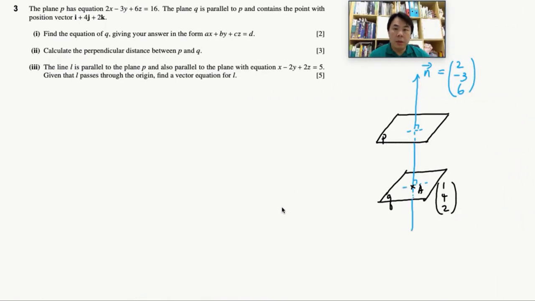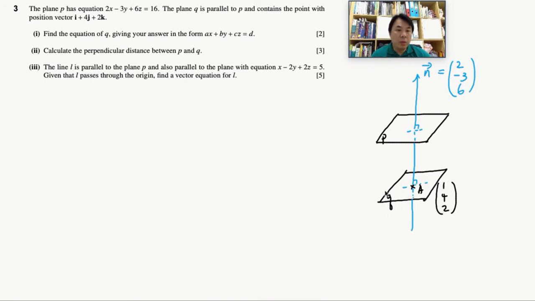Right? Now I've already drawn the diagram here. Based on this question, we have plane P given as a vector equation in Cartesian form, and then plane Q contains a point A, and both planes P and Q are parallel to each other. So the first question is to find the equation for Q, giving your answer in the form ax plus by plus cz equals d. So both of these are parallel to each other. It contains a position vector A, which is given as (1, 4, 2).